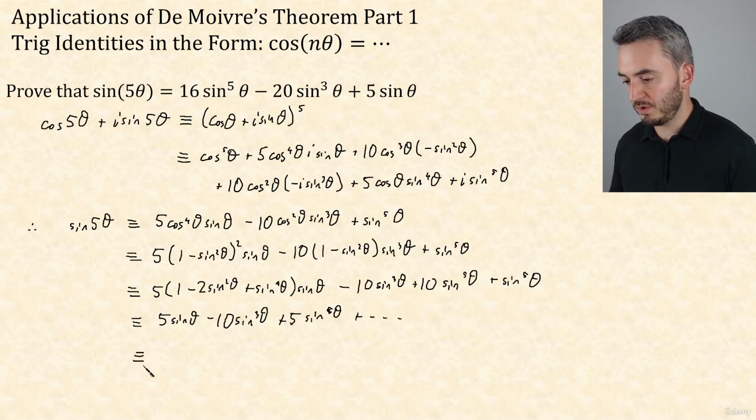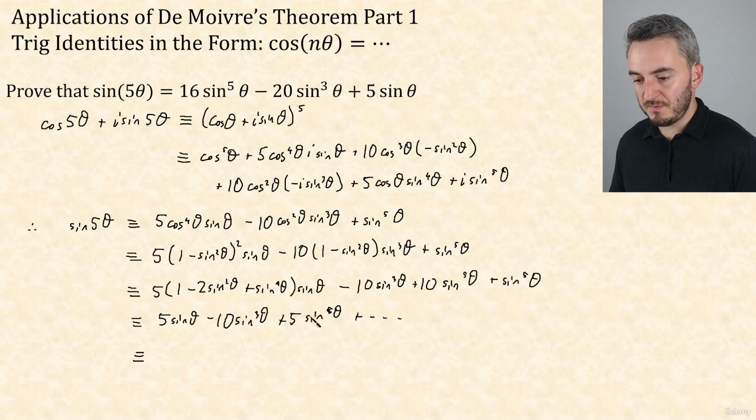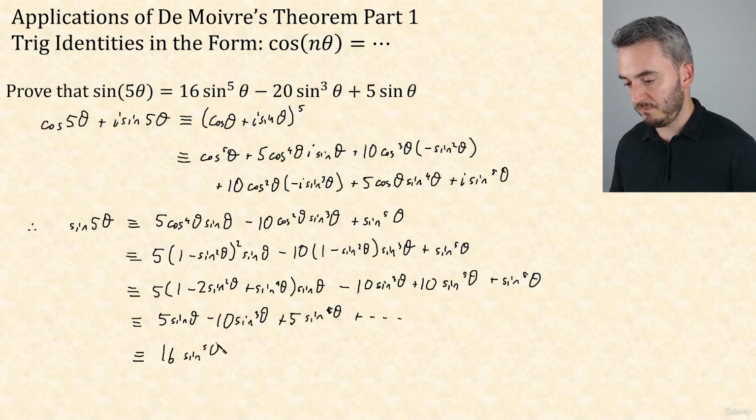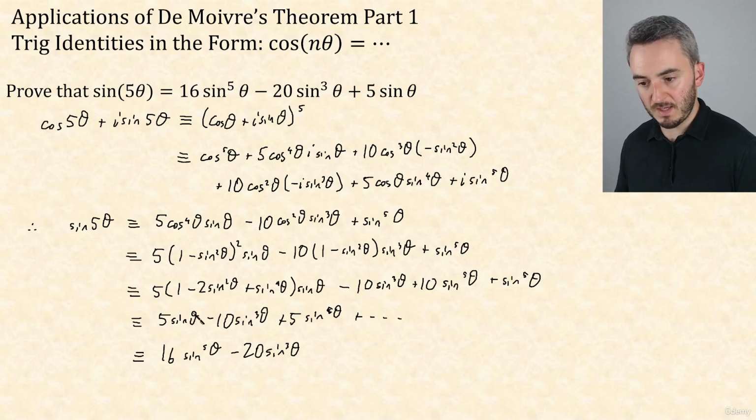Grouping all of that together, what do we have? We've got 5 sine to the 5 theta plus 10 sine to the 5 theta plus 1 sine to the 5 theta is 16 sine to the 5 theta. How many cubes have we got? Minus 10 of them minus another 10 of them is minus 20 sine cubed thetas. And then how many sine thetas? 5 of them here, and that's it. So plus 5 sine theta.